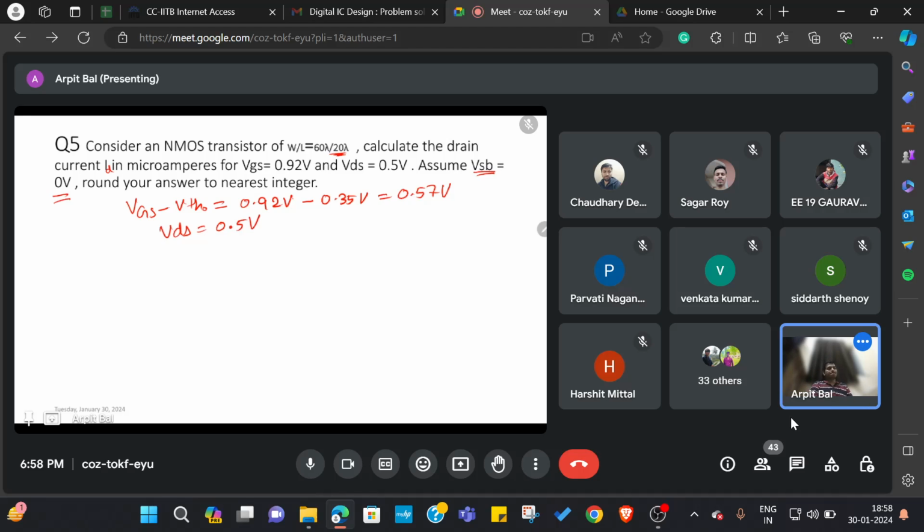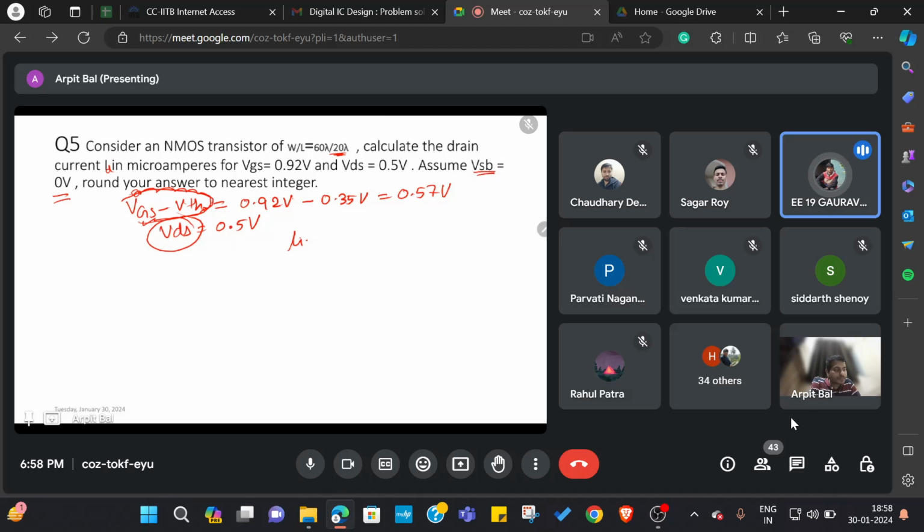Because the minimum is VDS, what should be the region of operation of this transistor? Saturation. Linear. It should be saturation. No, it should be linear, right? Linear. Yes, linear.